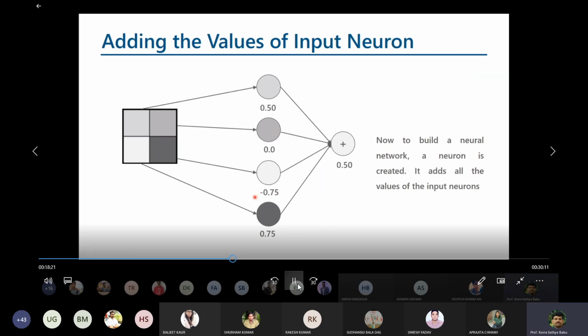Now adding the values generally. To build a neural network, a neuron is created, and then it adds all the values of the input neurons. So from here and here and here and here it goes. Sigma wi xi, that was what we have seen, right? Summation of weights and inputs, wi xi, where xi is the input and wi is the weight for that particular input.